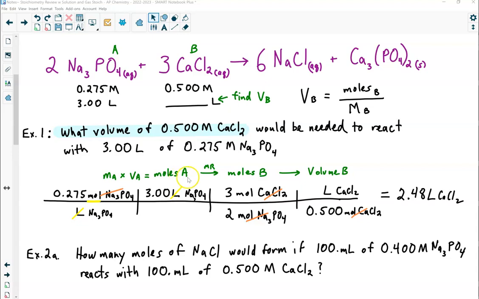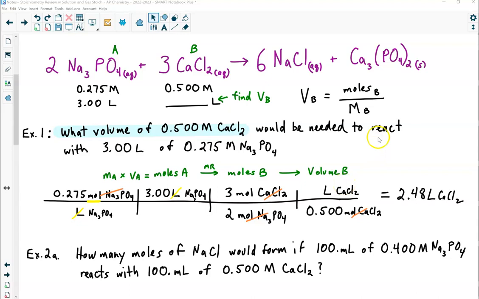Well, once you have moles of A, you're going to use the magic mole ratio, and there's 3 moles of calcium chloride for every 2 moles of sodium phosphate. Now at this point, if you do all the cancellations seen in orange up to this mole ratio, you're left with moles of calcium chloride. And to get volume of calcium chloride, you divide by the molarity. Okay, so moles divided by the molarity will give you volume, right?